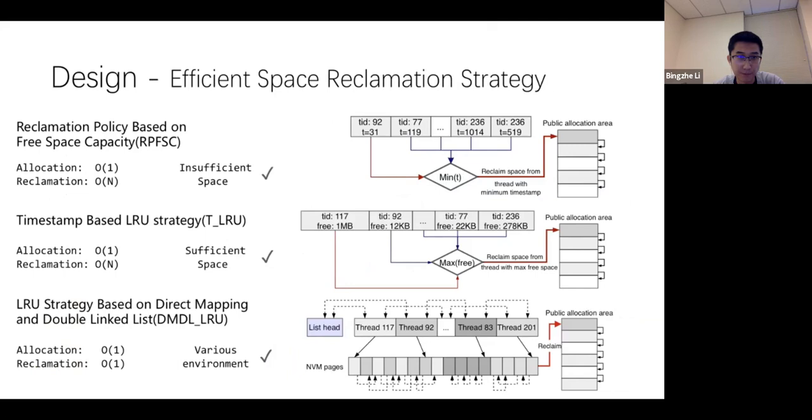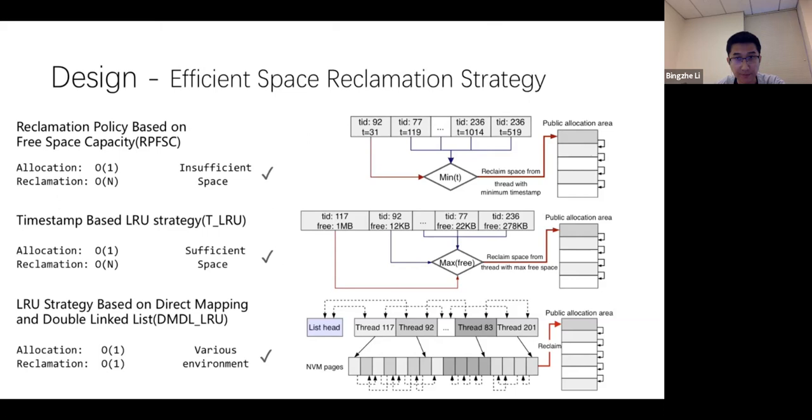RPFSC applies to systems with insufficient NVM capacity. It reclaims space from threads that occupy most resources as much as possible, thus reducing reclamation frequency. TLIU is suitable for systems with sufficient NVM capacity. It can achieve good performance, as reclamation rarely occurs, and its maintenance cost is negligible.